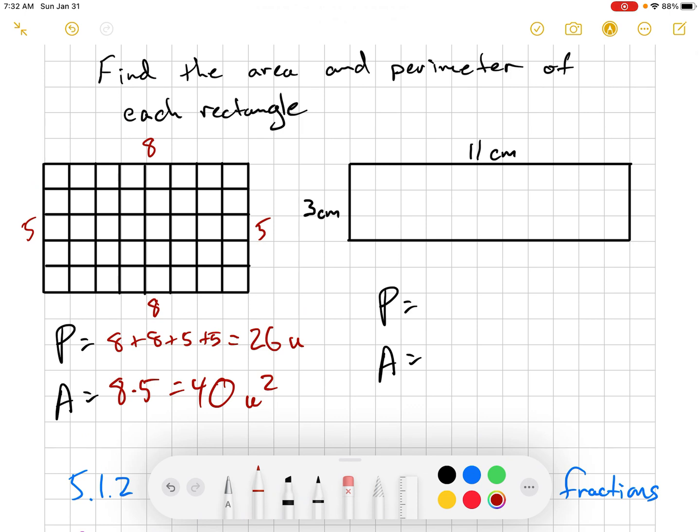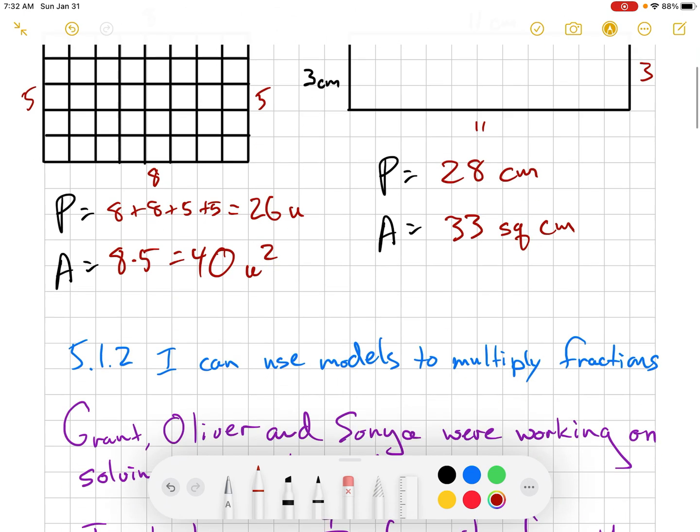On the right, what do we have for perimeter? Again, we have 3, 11, 11, and 3, and we add up all of those, and we have 28 centimeters, and our area in this case is 3 times 11, which is 33 square centimeters, okay?